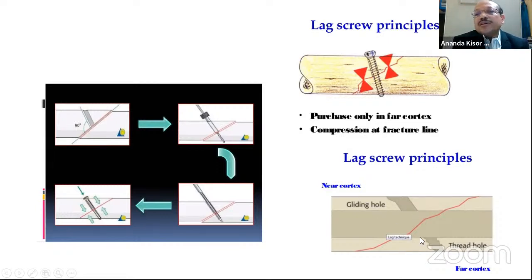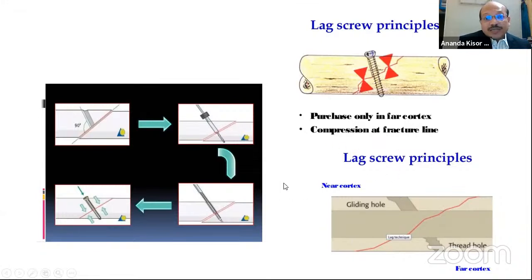Normally, if an adequate hole is created depending on the core diameter, 80% of the purchase occurs in the near cortex and only 20% of the purchase occurs in the thread hole. So that is a normal purchase. But if we make a gliding hole, where the diameter is much more, no purchase will occur on the near cortex. Maximum purchase will occur with the thread on the far cortex, dragging the far fragment towards the near fragment. That is basically the principle of the lag screw.